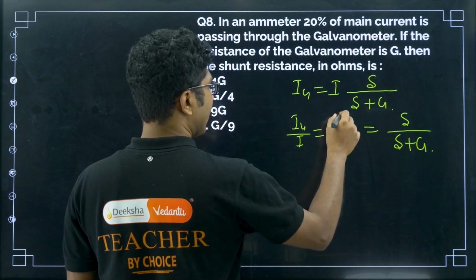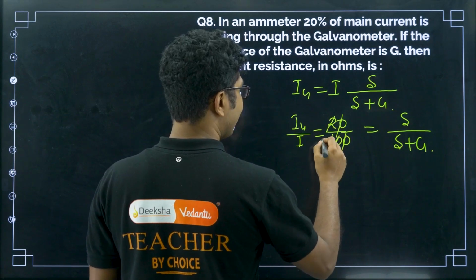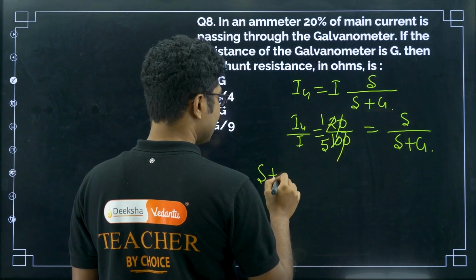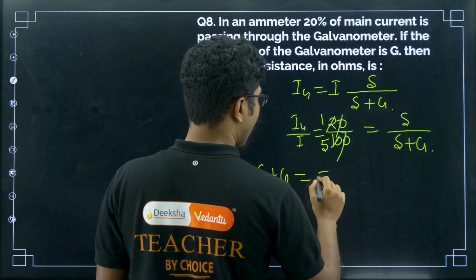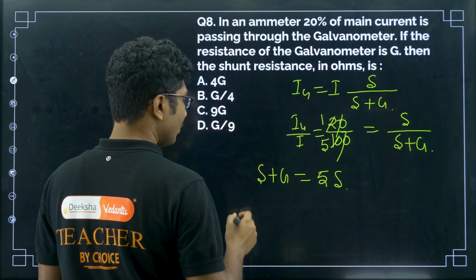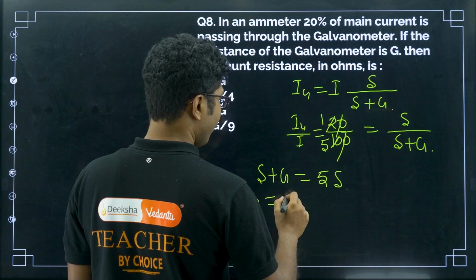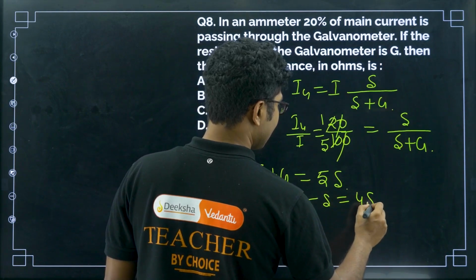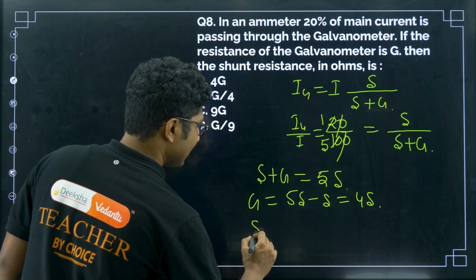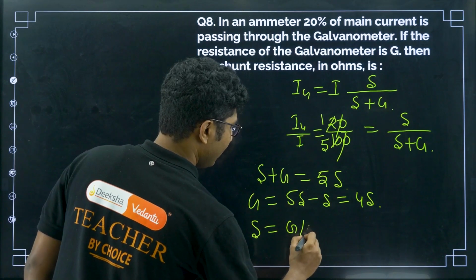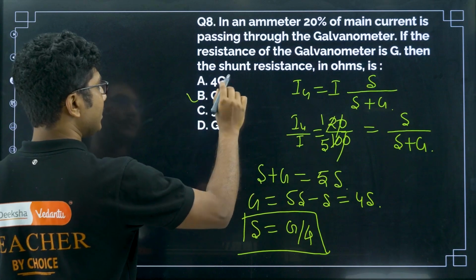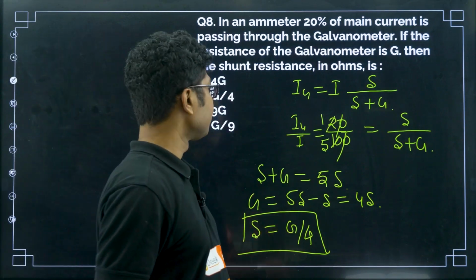Okay, so here you can cancel that and you can cancel furthermore. So you will get 1 by 5. Now cross multiply: S plus G is equal to 5S. Okay, so G equals 5S minus S, that is 4S. So S is equal to G by 4. Right. So S equals G by 4 is the correct answer.